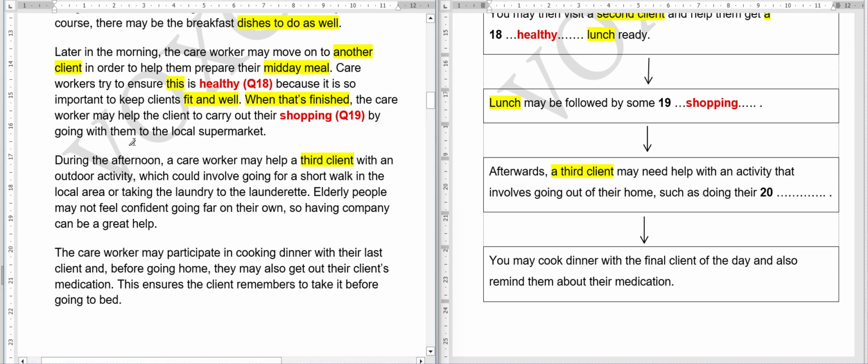Okay, so there is an outdoor activity, which could involve going for a short walk in the local area or taking the laundry to the laundry. Elderly people may not feel confident going far on their own, so having company can be a great help. Obviously, our answer is in this particular sentence, and now you have some time to tell me the answer, and your time starts now.